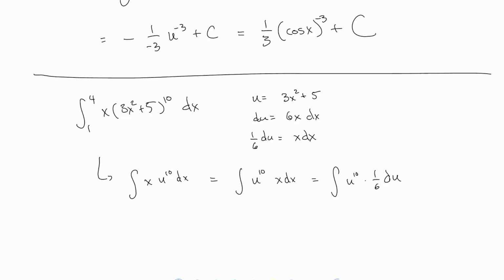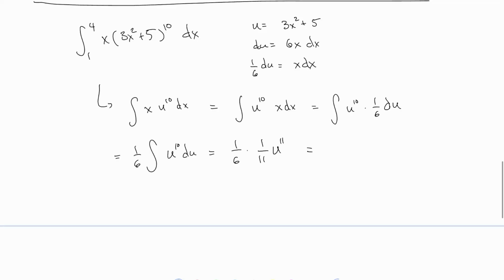Anyway, bring the 1/6 out, and then I'm going to do the integral. So this is 1/6 the integral of u to the 10 du. Do the integral. It's 1/6 times 1 over 11 u to the 11. Ordinarily, you put the plus c, but because I intend to plug the numbers in, I'm not going to put the plus c. And then finally, replace the x. I can multiply 6 times 11. I remember my 11s. 3x squared plus 5 to the 11.